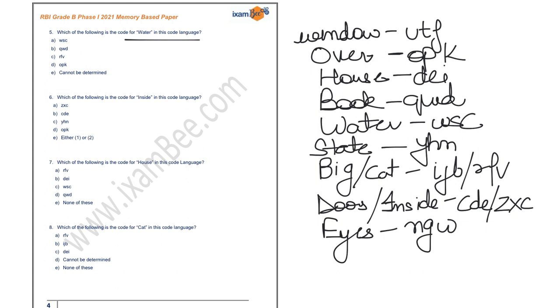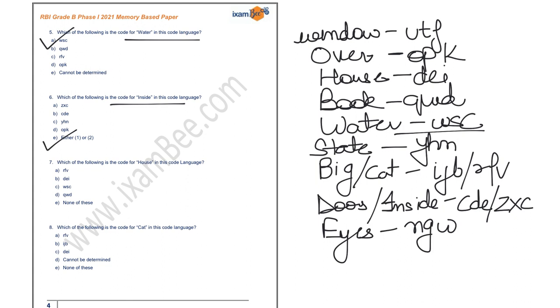You know that the code for water is WSC, so option number A is the correct answer. Now your sixth question states, which of the following is the code for inside. So you know that the code for inside can either be CDE or ZXC. So the correct answer for this particular question is option number E, that is either one or two.